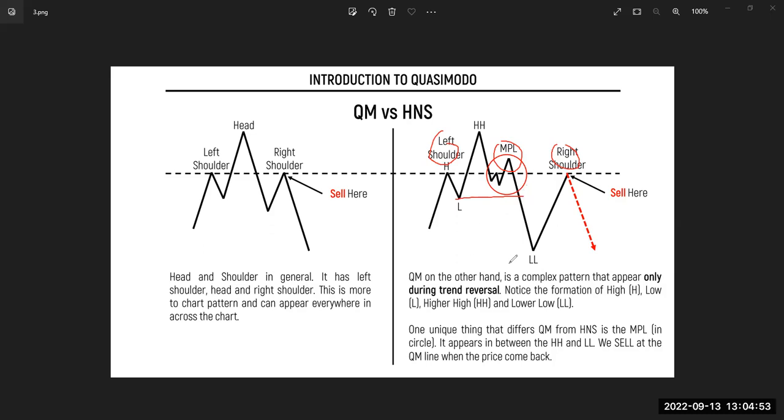So a QM is different from a Quasimodo head and shoulder pattern. That is one thing you must understand. In this course you will begin to understand the differences once we go to the live chart. I'm giving the theory of how people look at Quasimodo. It's not head and shoulder. Quasimodo is different from head and shoulder. So let's go.